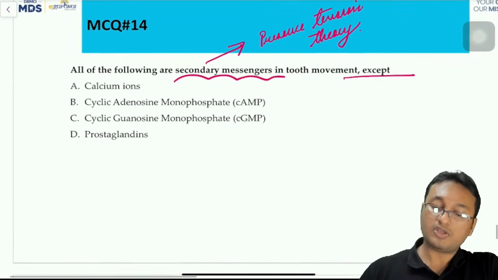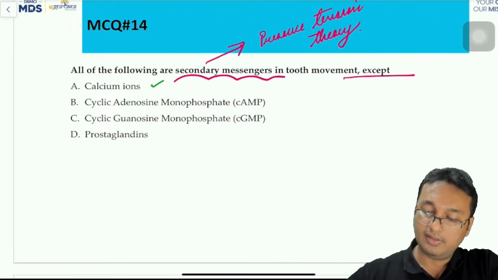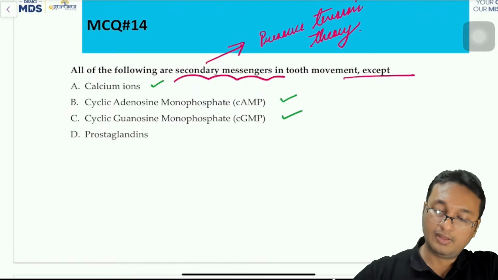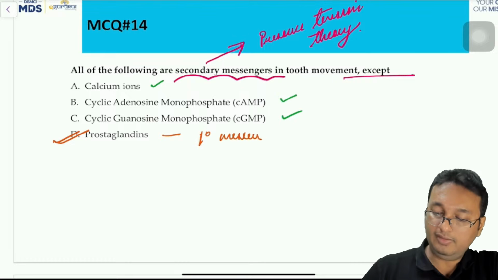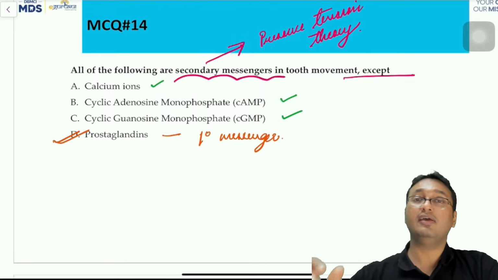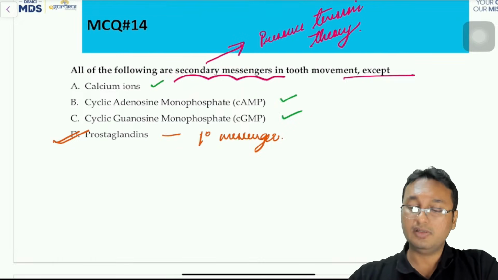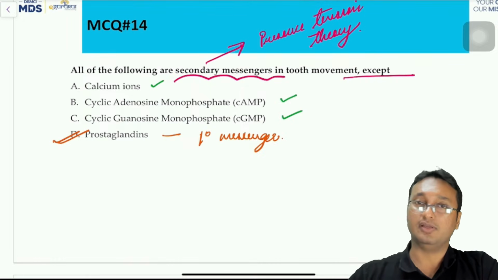Now, which of the following are secondary messengers? Calcium ions are secondary messengers. cAMP is a secondary messenger. cGMP is a secondary messenger. Which is not? It is prostaglandin, that is a primary messenger. It is present outside the cell within the extracellular matrix. Rest all the secondary and tertiary messengers are present within the cell, intracellularly. Okay.